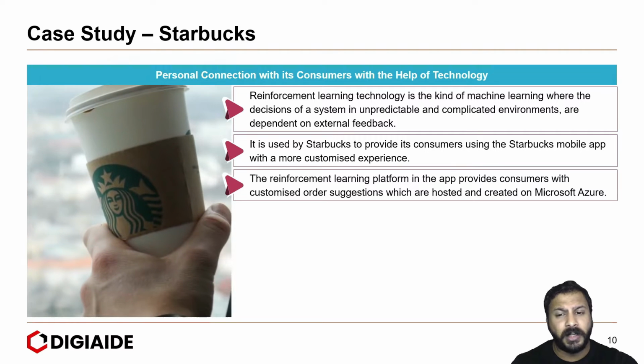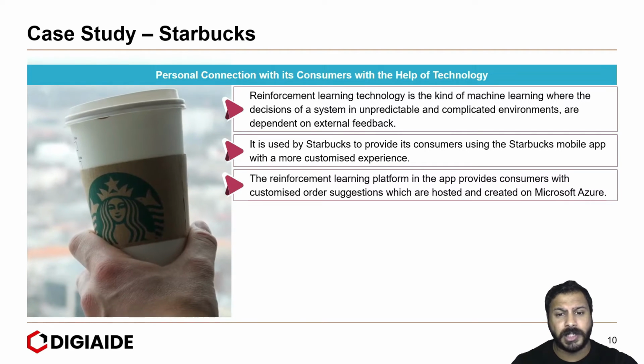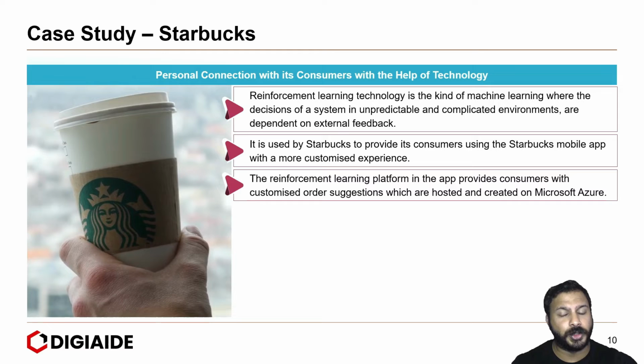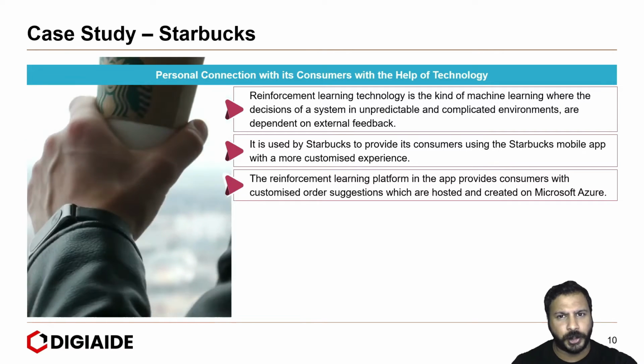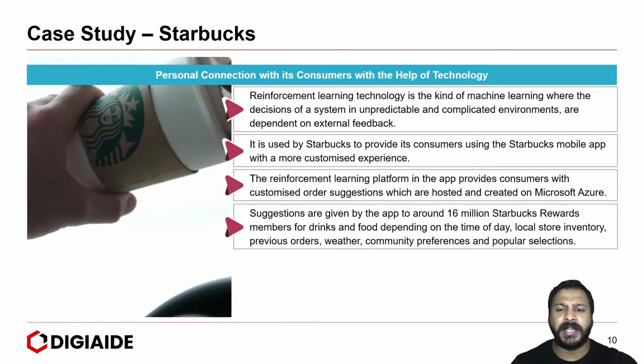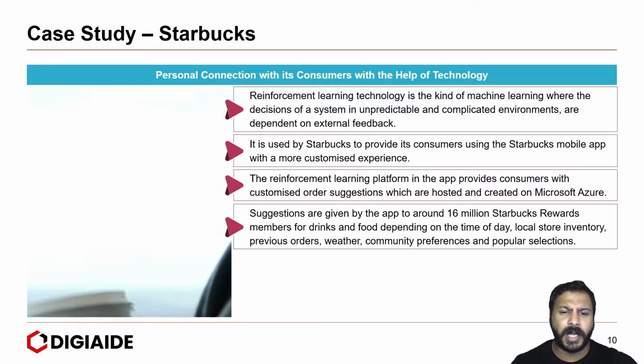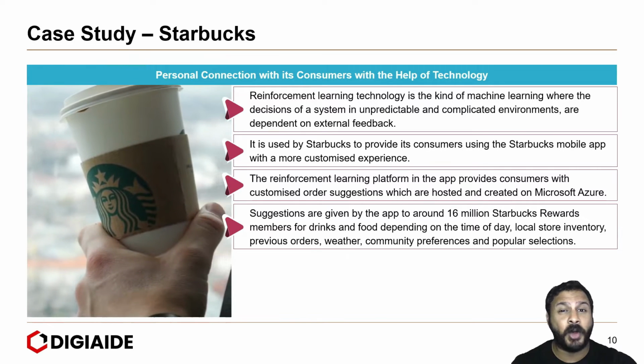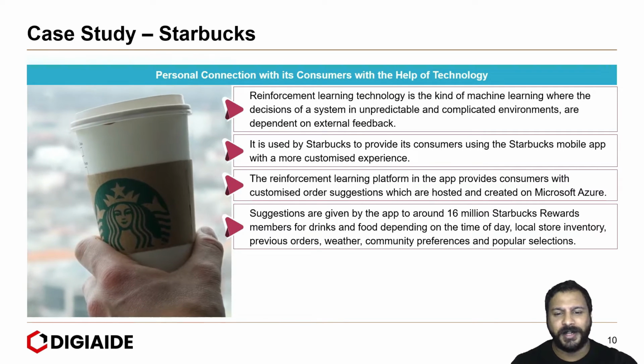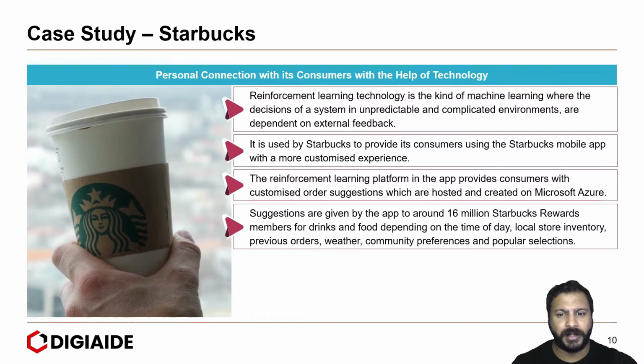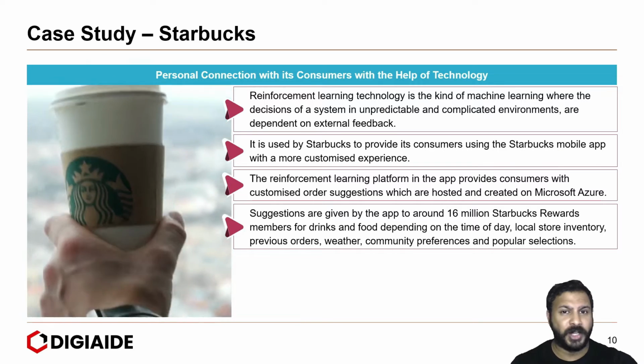The reinforcement learning platform in the app provides customers with customized order suggestions which are hosted and created on Microsoft Azure. Suggestions are given by the app to around 16 million Starbucks reward customers for drinks and food depending upon the time of the day, local store inventory, previous orders, weather phenomenon, community preferences, and even popular selections.